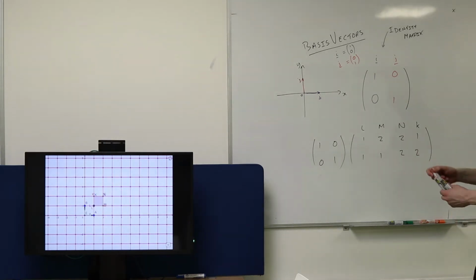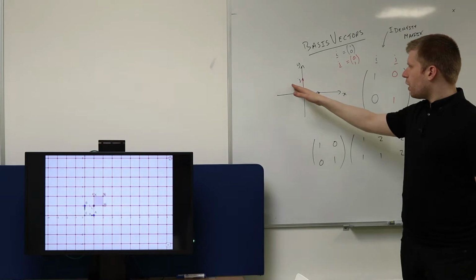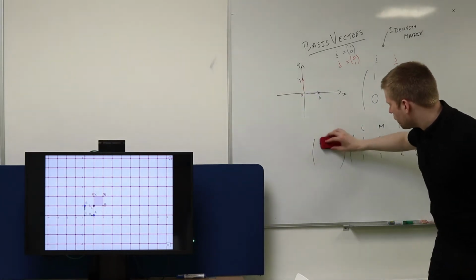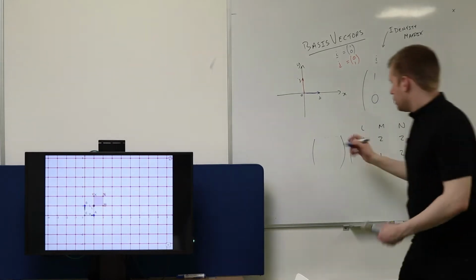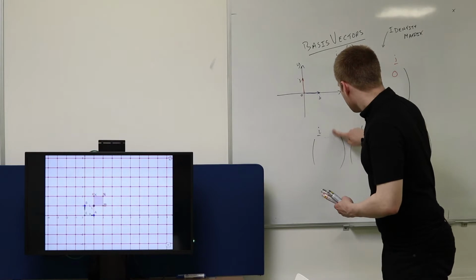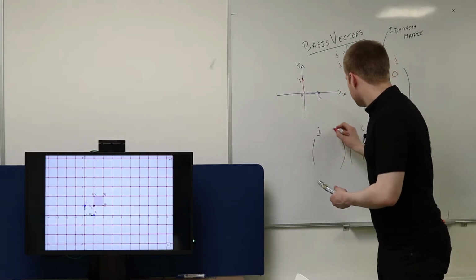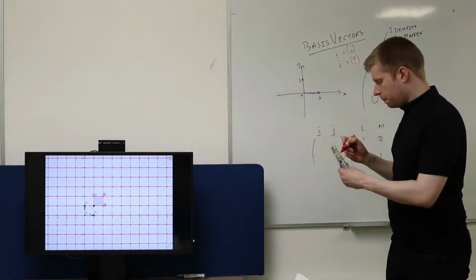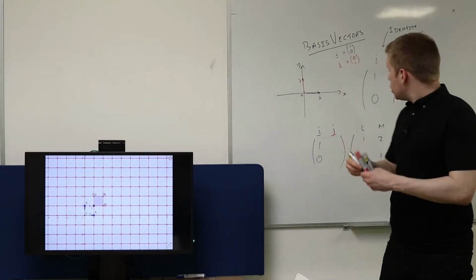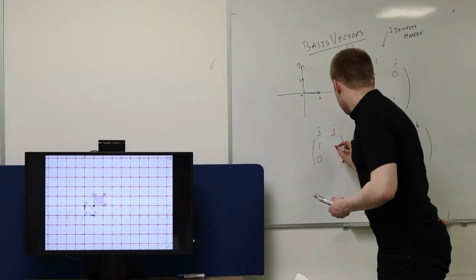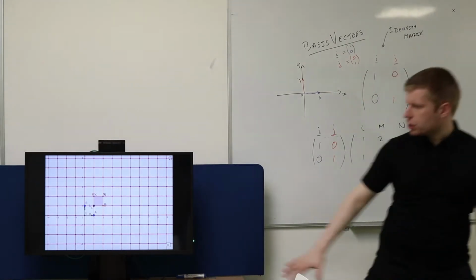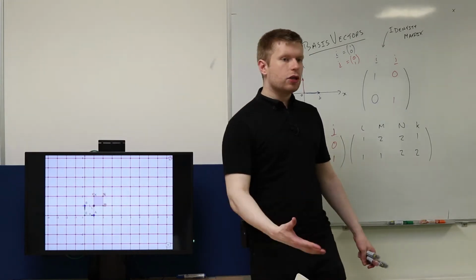The question is then, what happens if I move I and j around, okay? So at the moment, I is the first column and j is the second column. Let me keep that consistent. Okay. So I is 1, 0, and j is 0, 1. Okay. My question is, what happens if I start playing around with I and j?